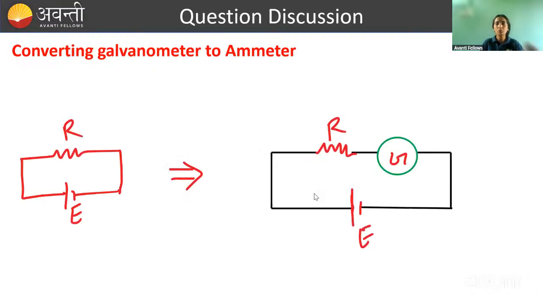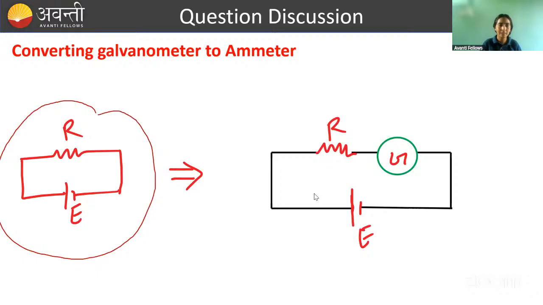Now let's say we are using galvanometer to measure current. Let's talk about this circuit. ठीक है, what is this circuit?